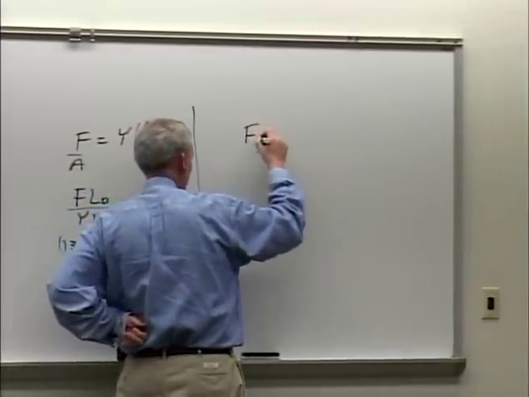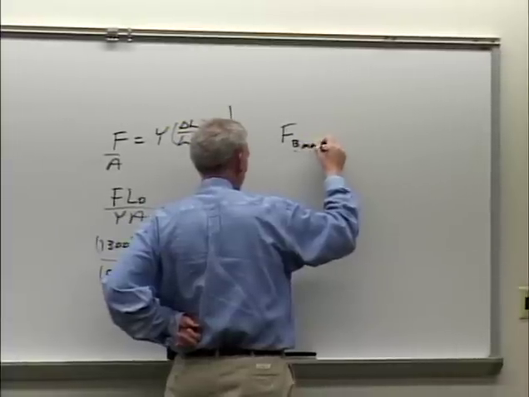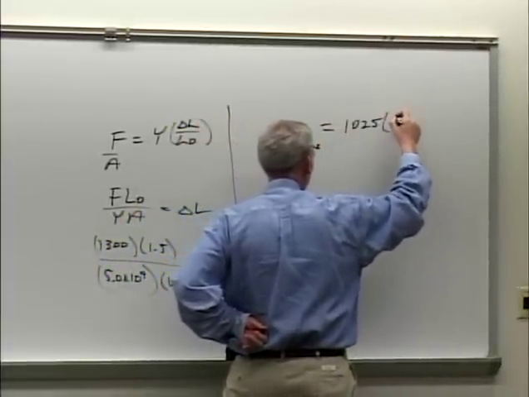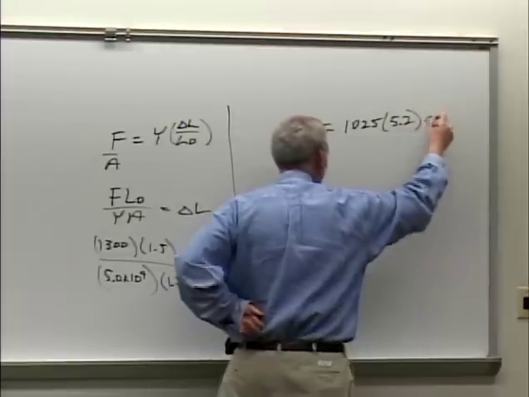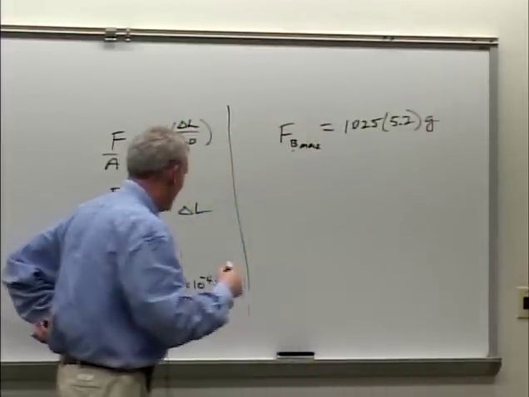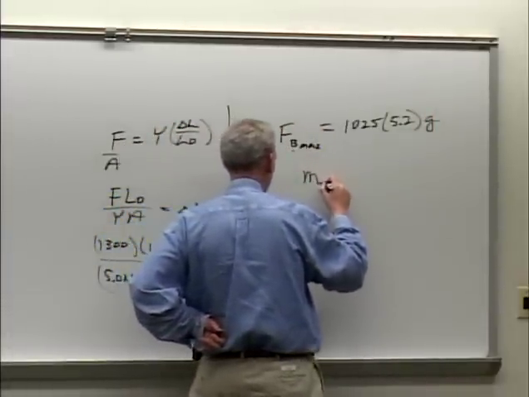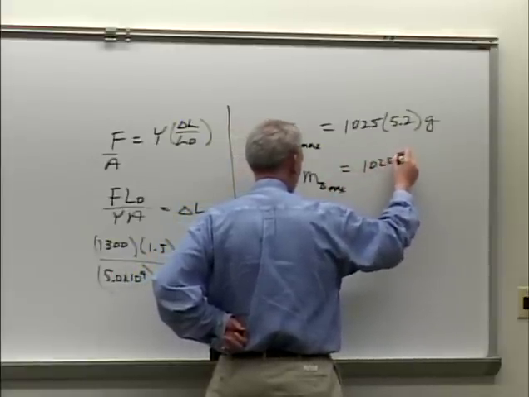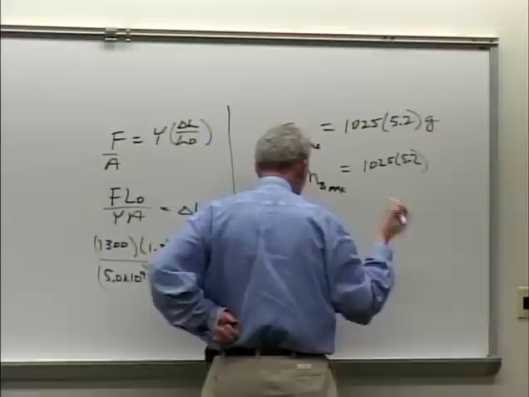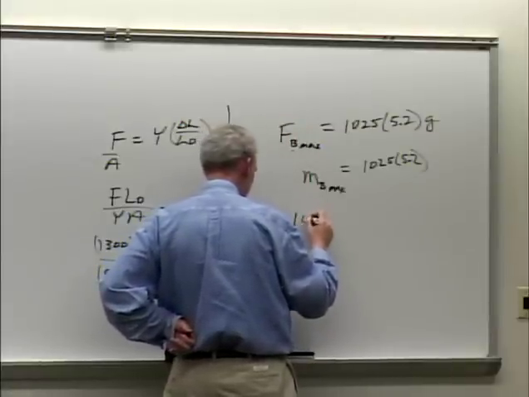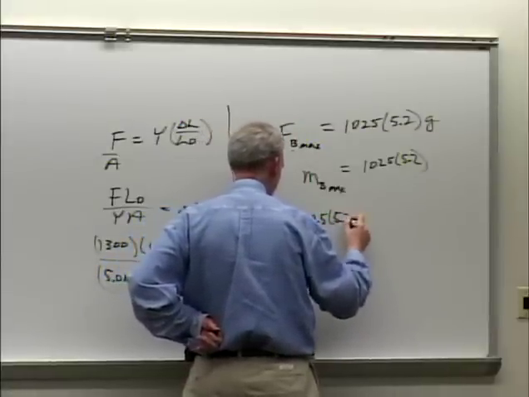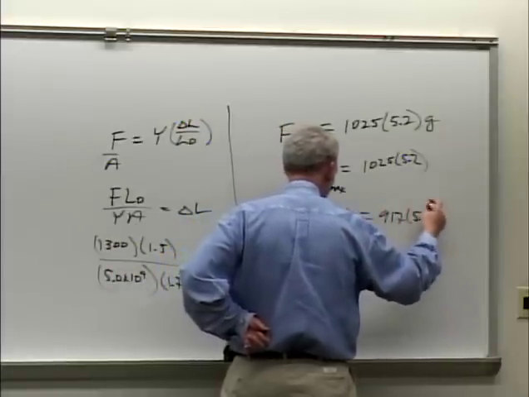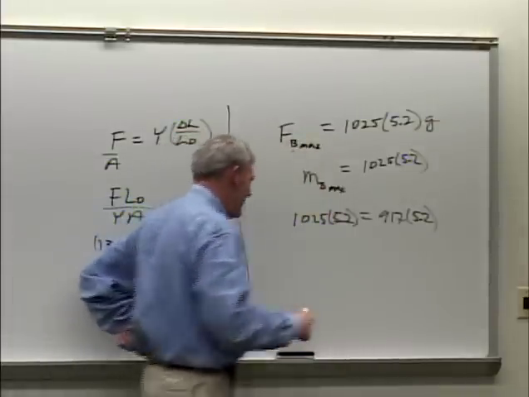The max buoyant force to put that thing completely under would be 1025 times 5.2 times g. Well, g is going to cancel out, so we could just go with the max buoyant mass. Mass would be 1025 times 5.2. That's the max. So 1025 times 5.2 equals 917 times 5.2, that's the ice, plus the mass of the bear.